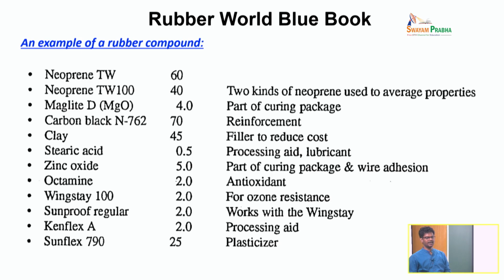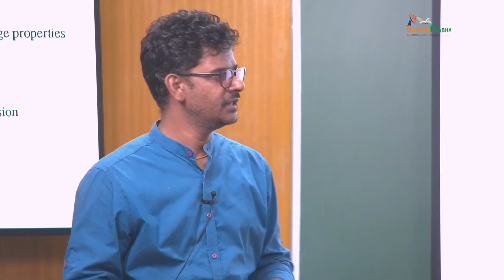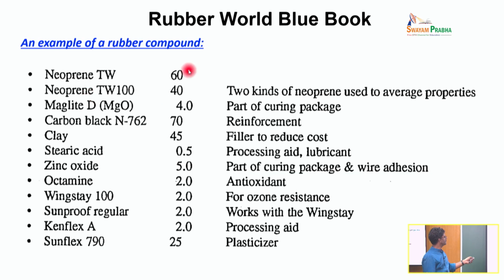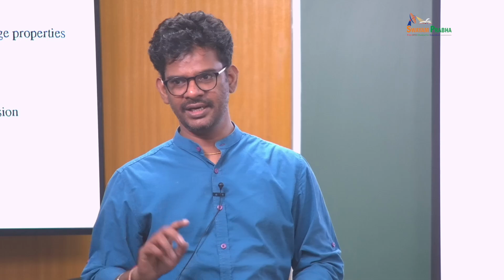You can see how many compounds it goes into. It's not only rubber. There are so many additives, so many things added. Look at the first one, neoprene TW 100. These are two different grades of neoprene rubber. They take a 60:40 ratio. It's a blend of two neoprene grade polymers.